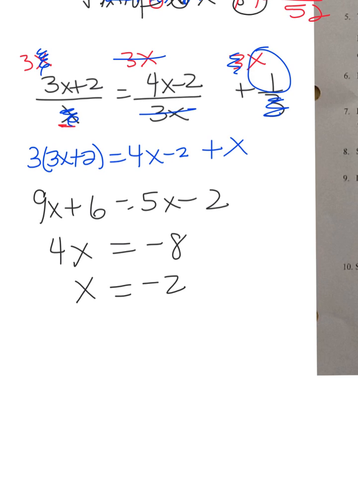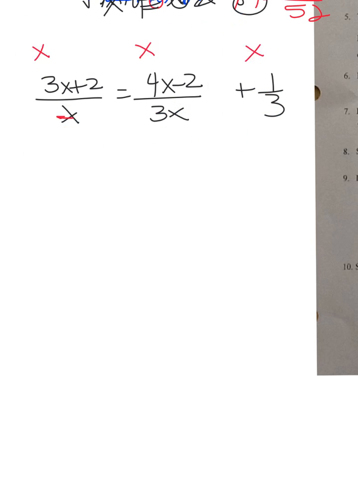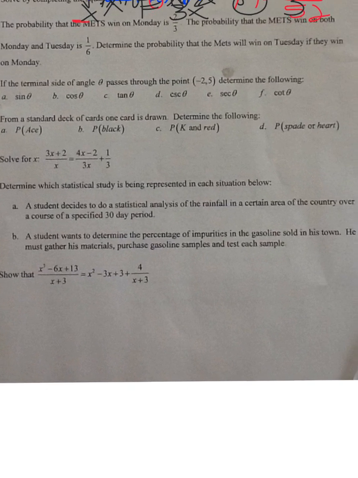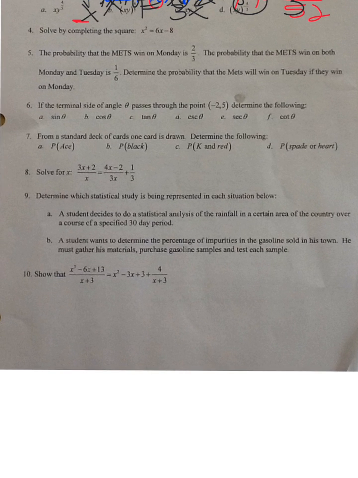All right, so let's take a look at number 9. Okay, so number 9 says, determine which statistical study is being represented in each situation below. A student decides to do a statistical analysis of the rainfall in a certain area of the country over the course of a specific 30-day period. So this is an observational study.